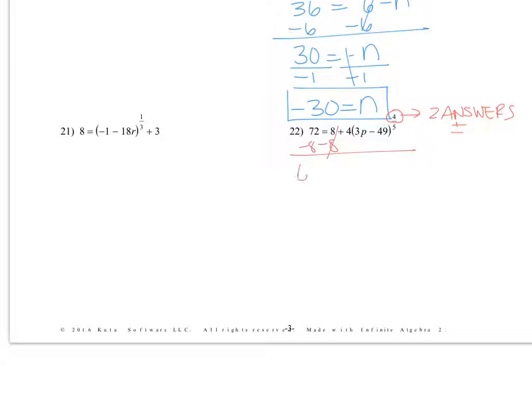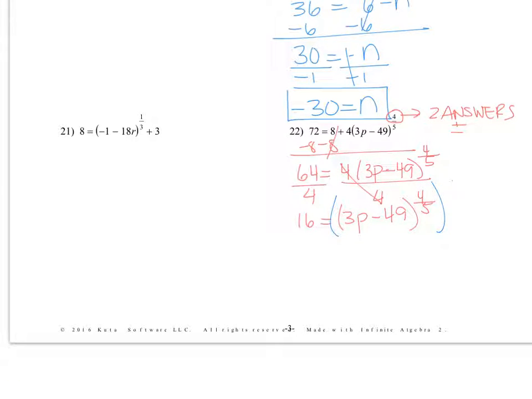You should get 64 equals 4, 3p minus 49 to the 4/5. Divide this 4 out, and we get 16 equals 3p minus 49 to the 4/5 power. Okay, now that this base is isolated, we can raise both sides by the reciprocal, 5/4. So put this into the calculator just the way you see it, and hit resume when you've finished.